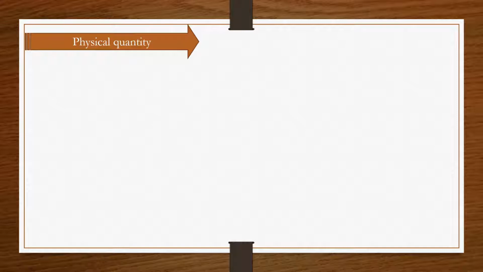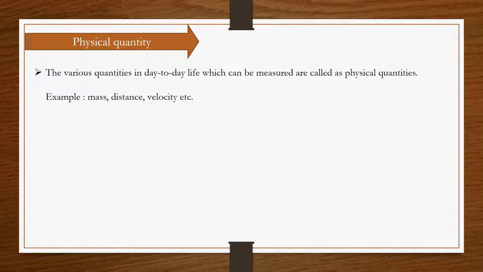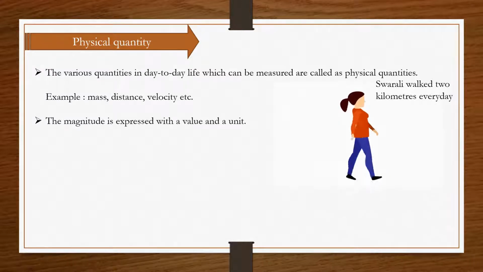Now students, let us understand about physical quantity. The various quantities in day-to-day life which can be measured are called physical quantities. For example, mass, distance, velocity, etc. A value and a unit are used to express the magnitude of a physical quantity. For example, Swarali walks 2 kilometers every day. In this example, 2 is the value and kilometer is the unit used to express the magnitude of the distance, which is a physical quantity.